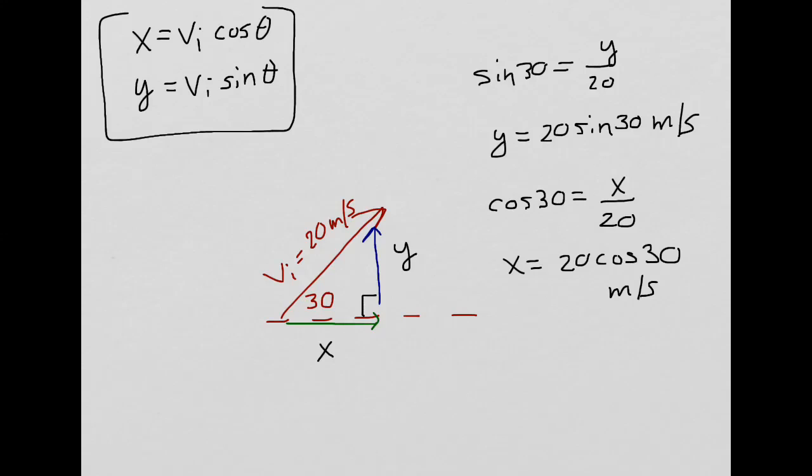Okay, so let's see how we can apply that to actually solving a projectile problem. Okay, so we know that the horizontal component is equal to 20 cosine 30 meters per second. And that's really about, cosine of 30 is root 3 over 2. We can simplify that down to about 17 meters per second.